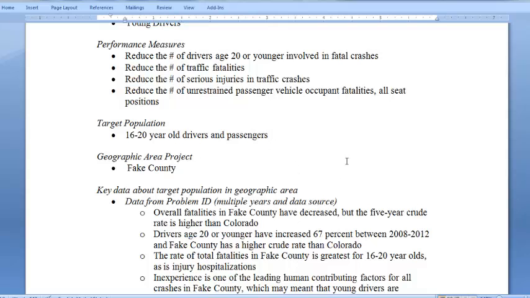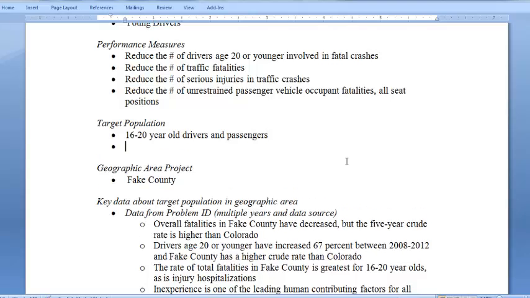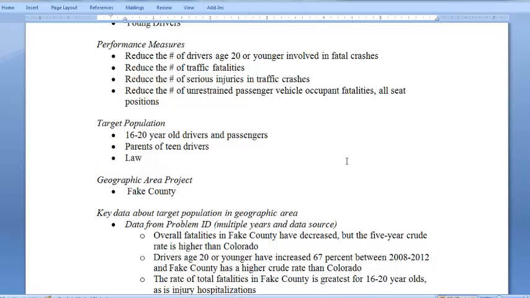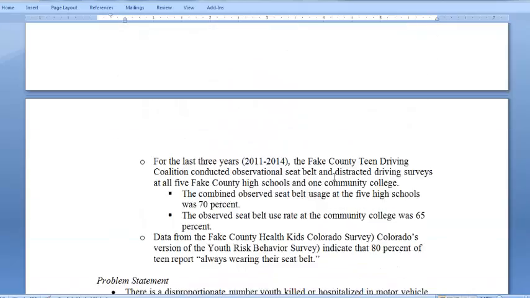So our target population is 16 to 20-year-old drivers and passengers, and parents of teen drivers. Yes. Law enforcement. Great. I think that's good.